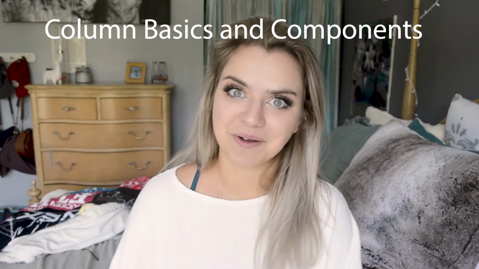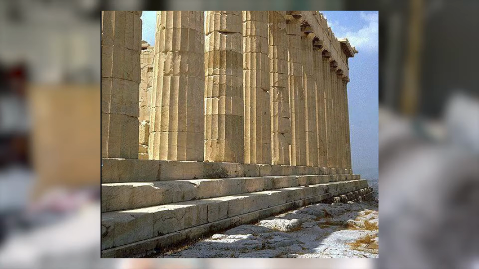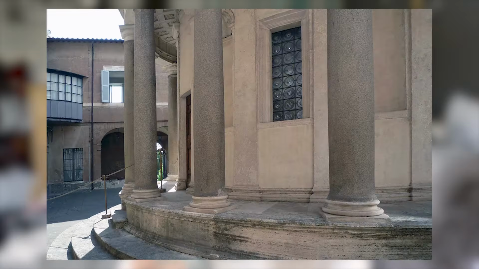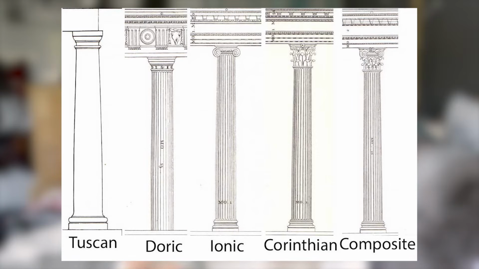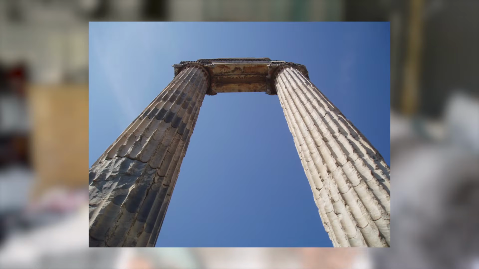Column basics and their components. The column sits on what is known as the stylobate. It is almost like a stepped platform that holds the colonnade of a temple. The plinth is extruded from the block base. The shaft itself, depending on the type of order, will have fluting, which are just vertical grooves, and it can taper inward towards the top.